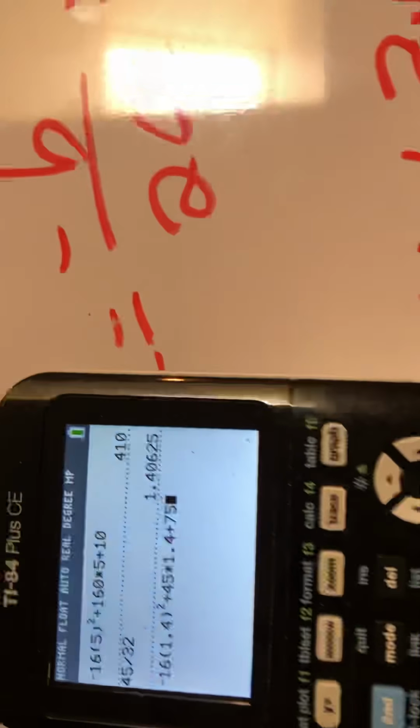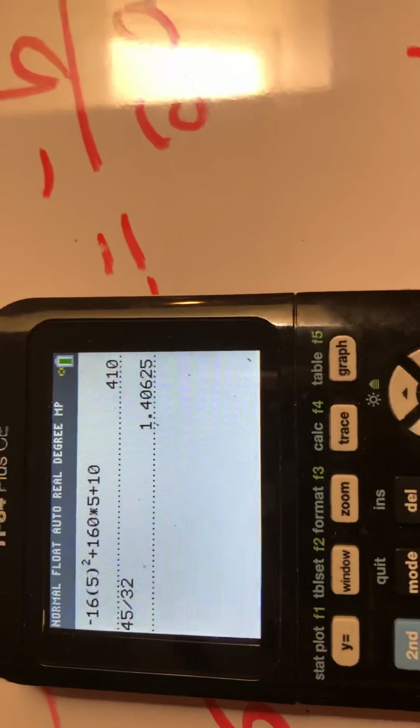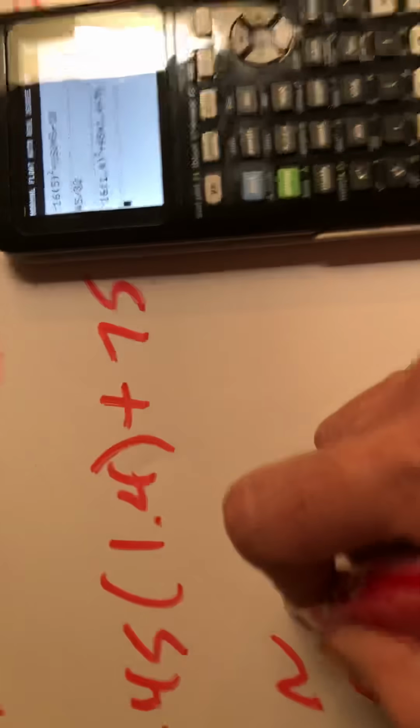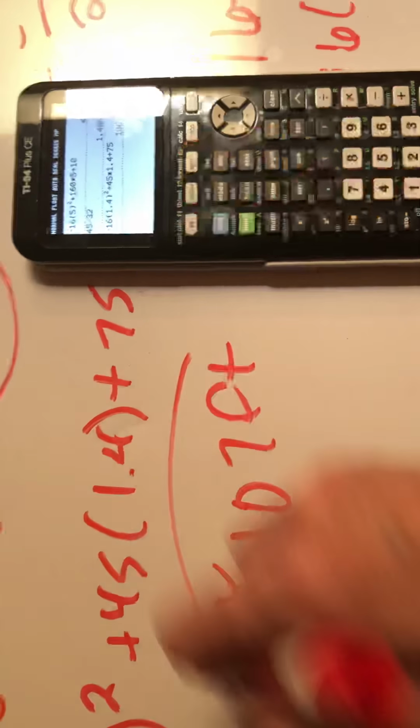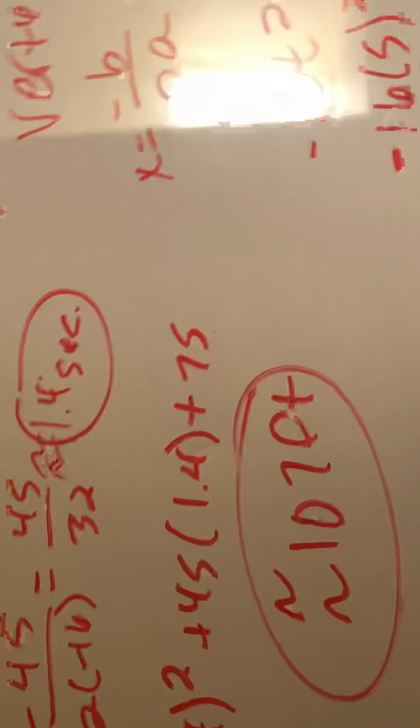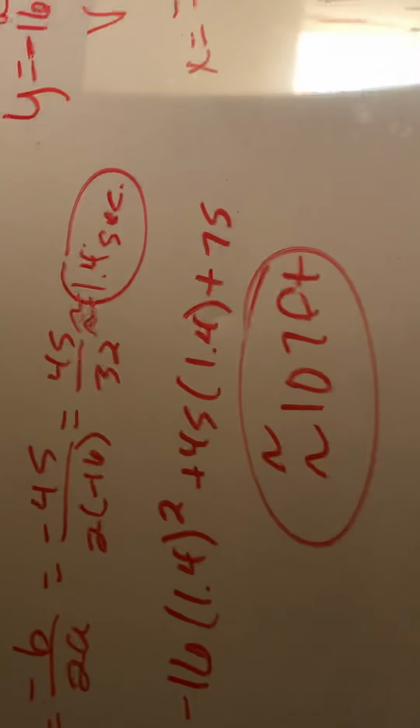So on your calculator it would look like this. Then hit enter. And so it's around 107 feet. If the problem tells you to round to something specifically, then make sure you do it. But that's how you work those, okay?